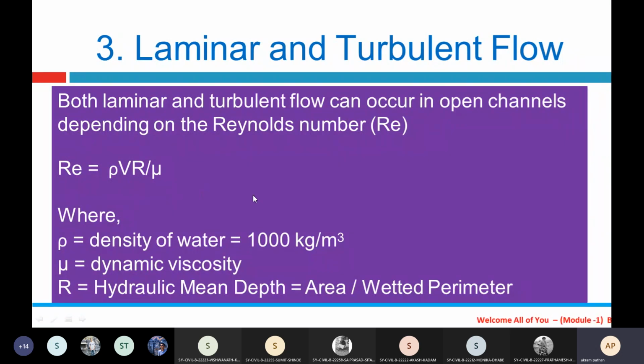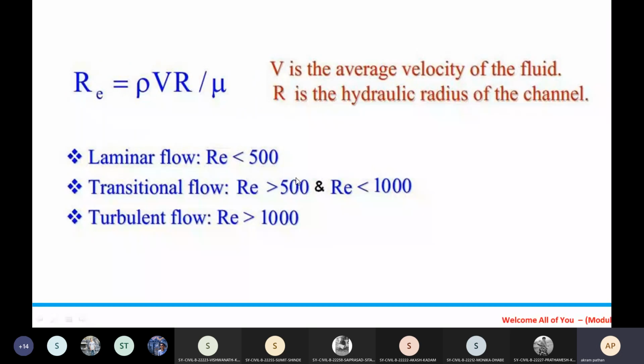If the Reynolds number is less than 500, then we call it laminar flow. If the Reynolds number is greater than 2000, then we call it turbulent flow. And when the Reynolds number is between 500 and 2000, then we call it transitional flow. So depending upon the Reynolds number, we can classify it as laminar and turbulent flow.